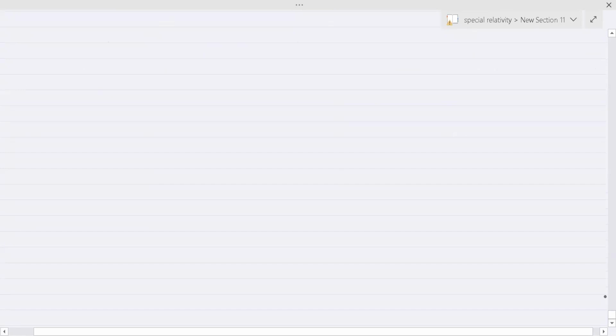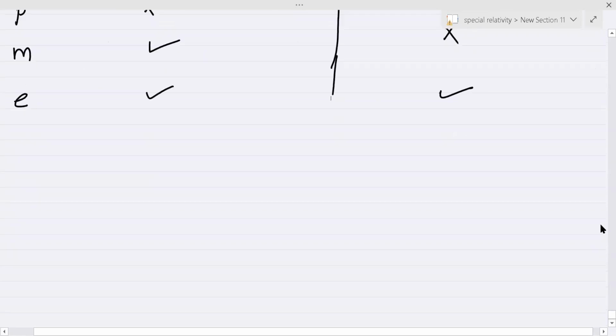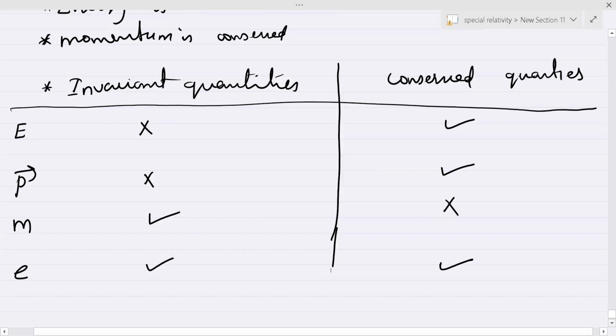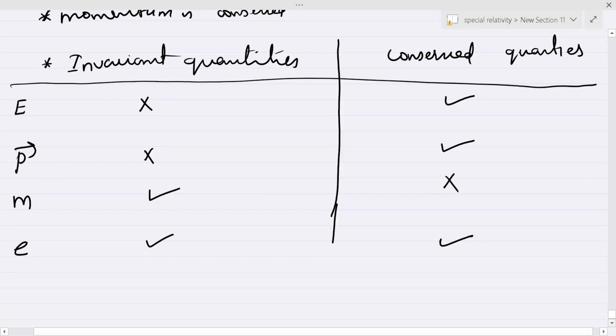We'll continue in the next class. Next class, I'll show you why we say mass is an invariant quantity. We know that scalar products are invariant. I'll show you that the mass is related to a scalar product of four vectors. That's one way we can show that mass is actually an invariant quantity, so we'll do that in the next class.